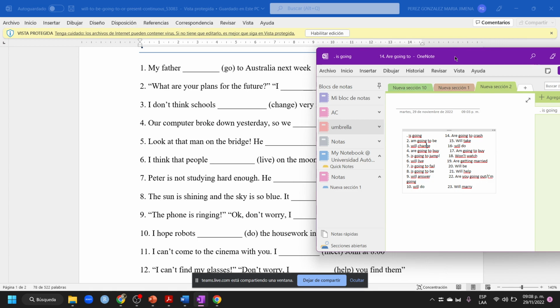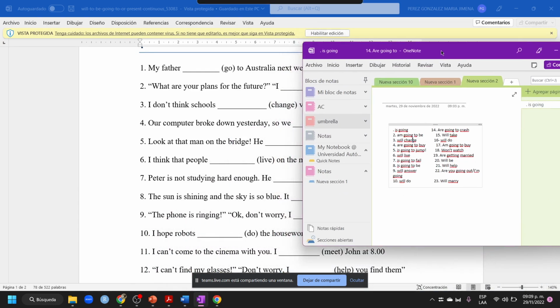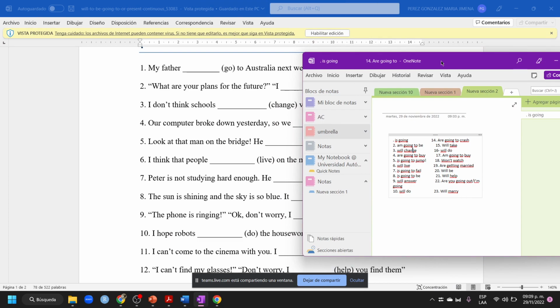Going to. Number 8. The sun is shining and the sky is so blue. It's going to be a nice day. Exactly. It's going to be a nice day. This is a prediction. But prediction based on evidence.